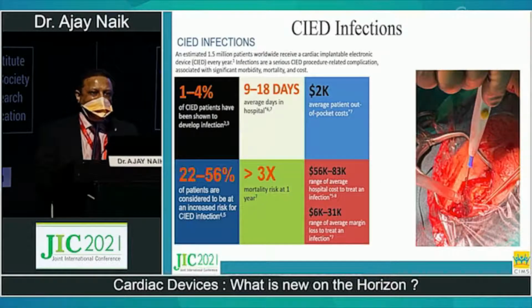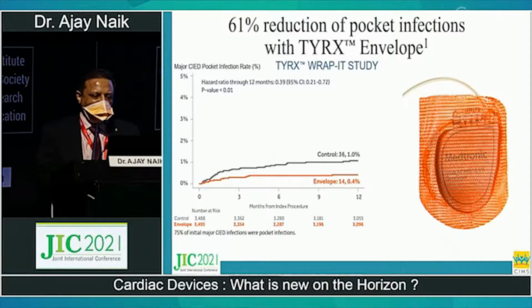The risk is less than 1% in good centers and good hands, but it can be higher in patients with comorbidities, older patients, renal failure, diabetics. And in these patients, now we've introduced using antibacterial envelopes. It elutes rifampin and tigecycline, which reduces the risk of infection by more than 50%.